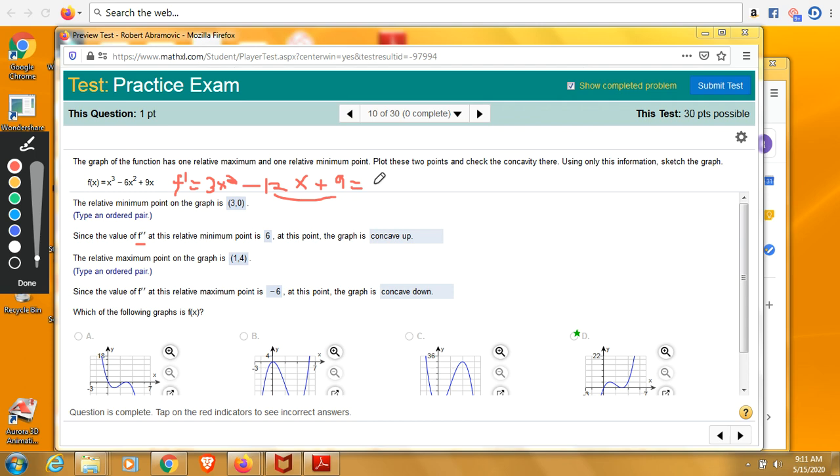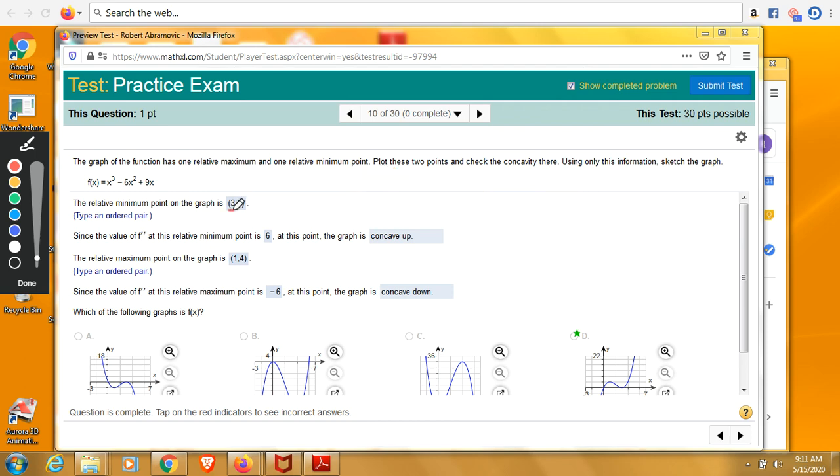So when you differentiate that again, 9 is constant. So that term, its derivative is 0. We're left with 6x minus 12. When you plug in 1 to 6x minus 12, you get a negative number. It's equal to negative 6, which is less than 0.